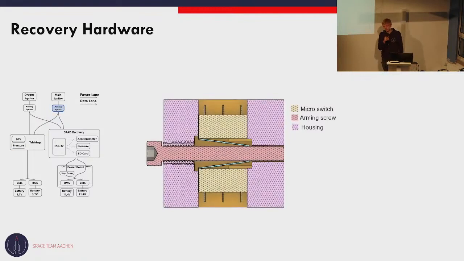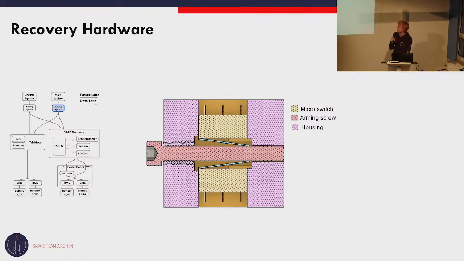Now we're coming to the arming system. As already mentioned, the function is to disconnect our parachute deployment from our recovery electronics. And we're doing this by the means of switches, which physically disconnect the wires going to the parachute deployments. And those switches are held down during flight by a screw, which secures that they can't be unpressed during flight.